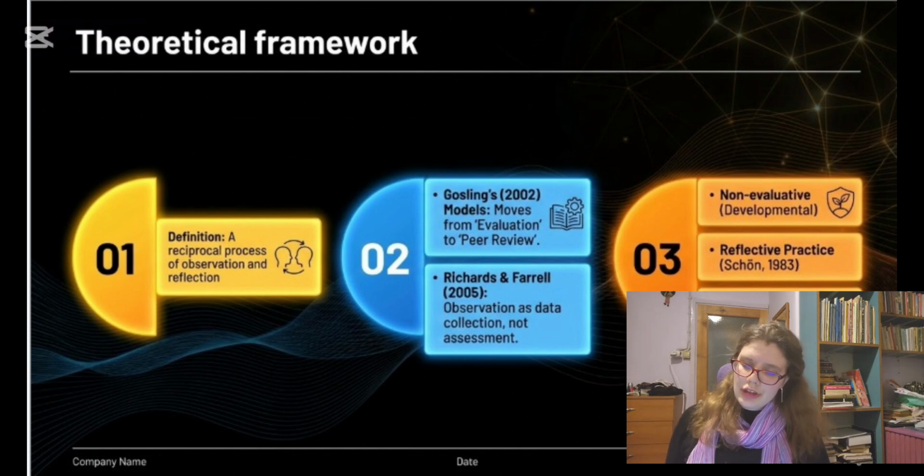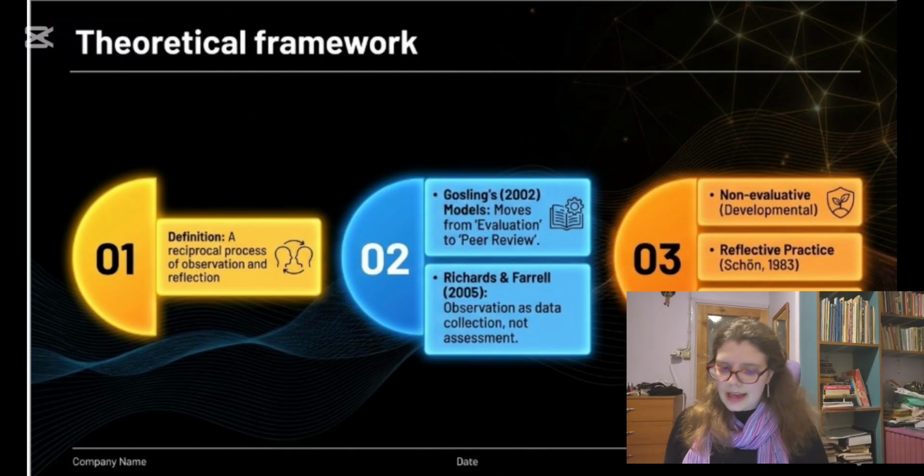Gosling, in his 2002 book, outlines three models of teacher observation. The one that we will be looking at today is the peer review model, where the observer and observed are equals. The key principle here is that the observation is non-evaluative. Instead, the focus is on teachers helping each other develop their teaching practice and become better teachers. The power does not sit with an administrator, it sits with the teachers.